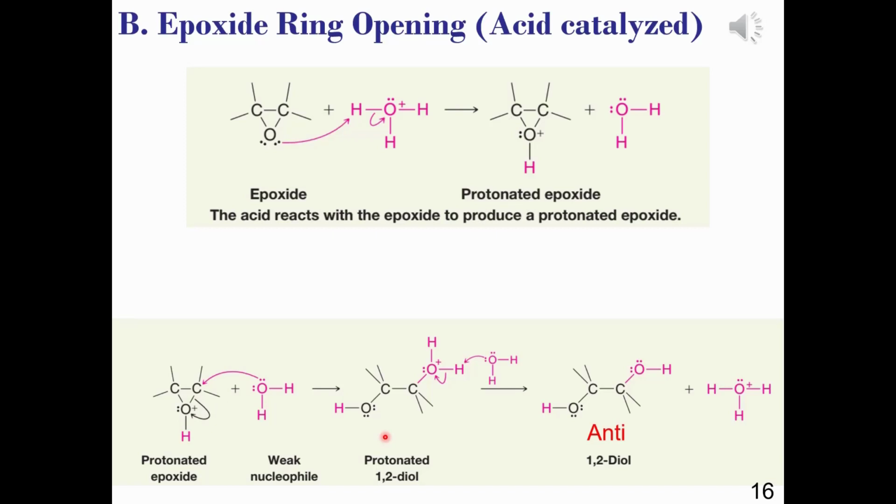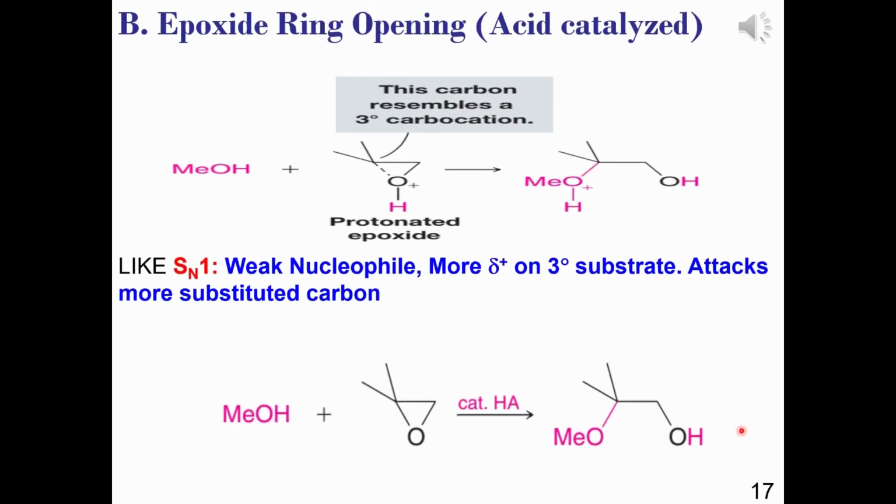We now have a protonated trans 1,2 diol. The last step is simply a proton transfer to yield the trans 1,2 dihydroxylated diol and also regenerate the acid catalyst. But what if we have an unsymmetrical epoxide? When there is an unsymmetrical epoxide like the one that we see on this slide, then the ring opening behavior of the nucleophile is like SN1.